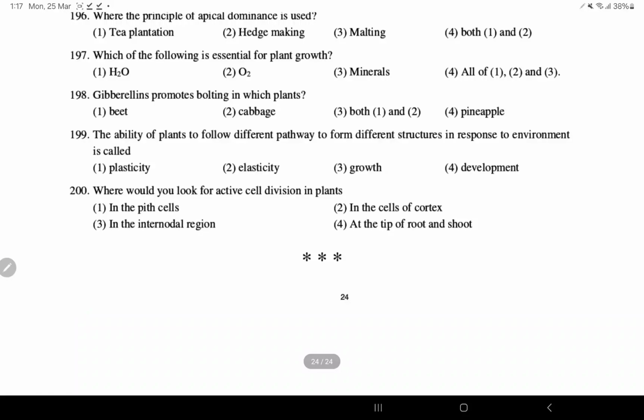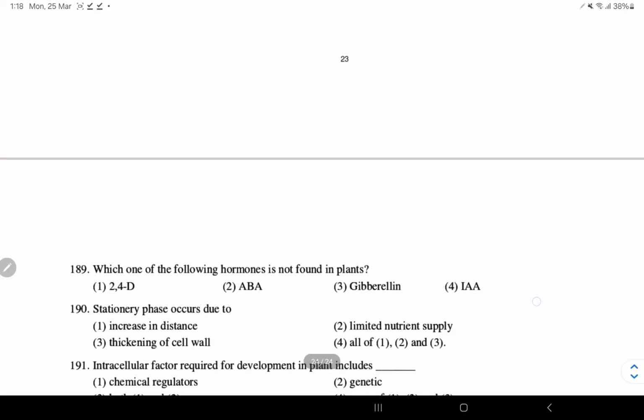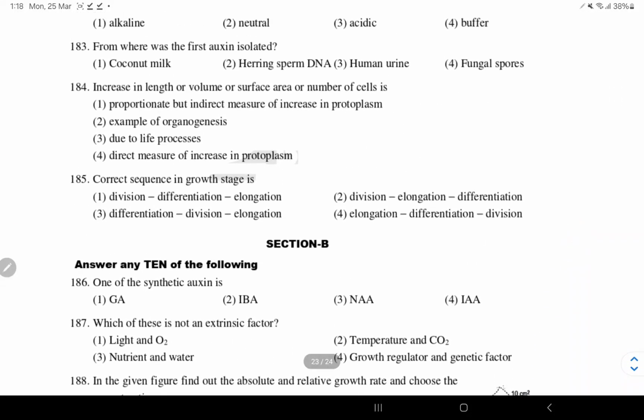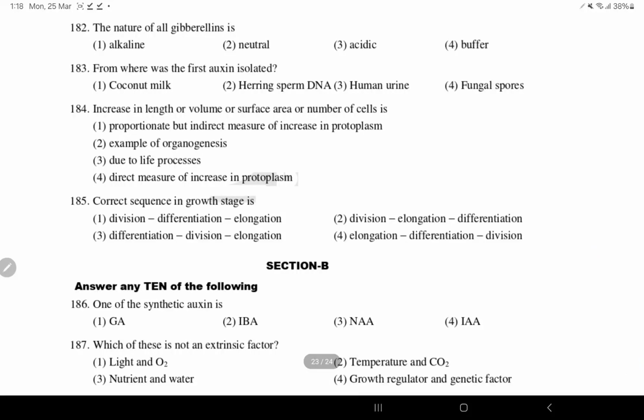The ability of a plant to follow different pathways to form different structures in response to environment we call plasticity. Option 1. Where would you look for active cell division in plants? At tip of root and shoot. Option 4. So this is all about the plant growth and development 100 questions. If you are very sure about the topic, then these questions will help you a lot.